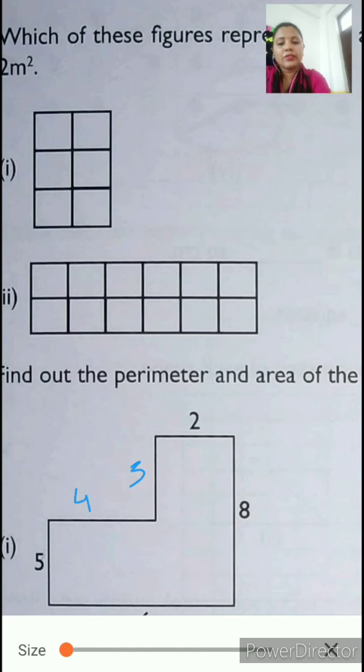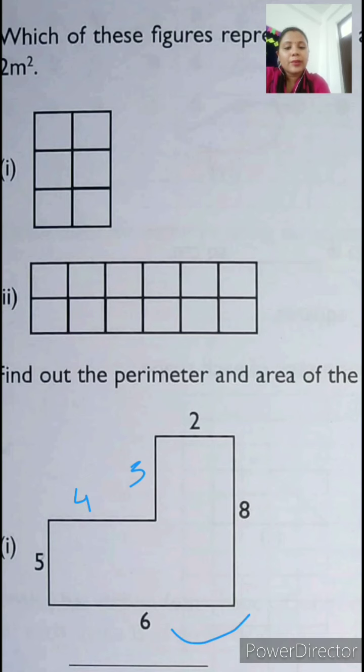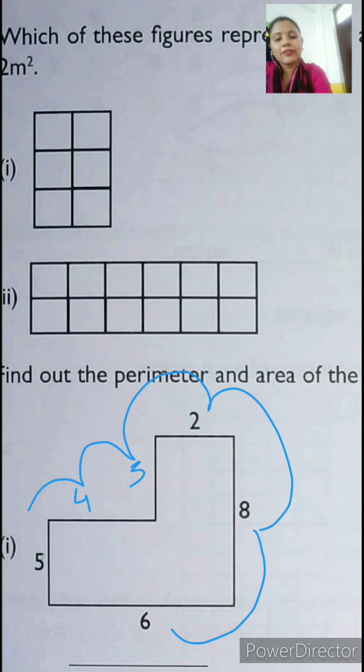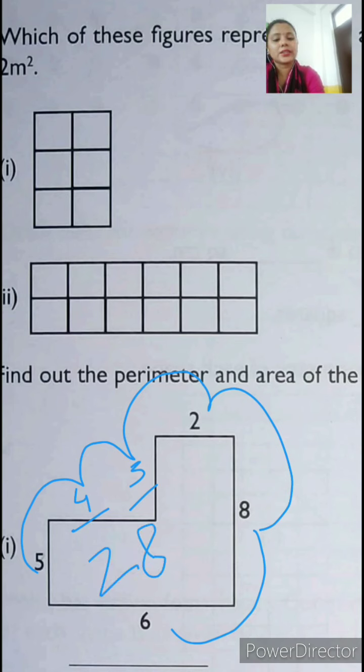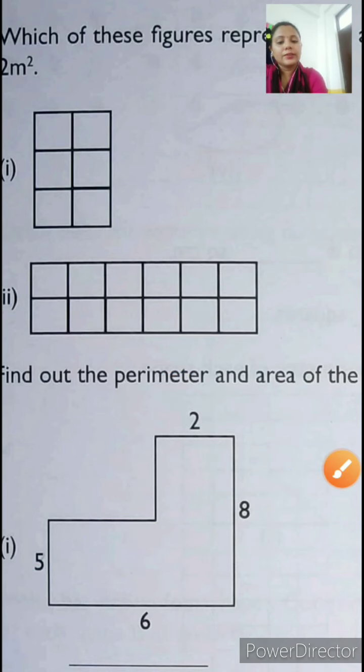4 and 3. Now find out the perimeter. 6 plus 8 plus 2 plus 3 plus 5 plus 6. So 6 plus 8 is equal to 14. 14 plus 2, 16. 16 plus 3, 19. 19 plus 4, 23. 23 plus 5, and that is your 28. So the perimeter is 28. Clear?